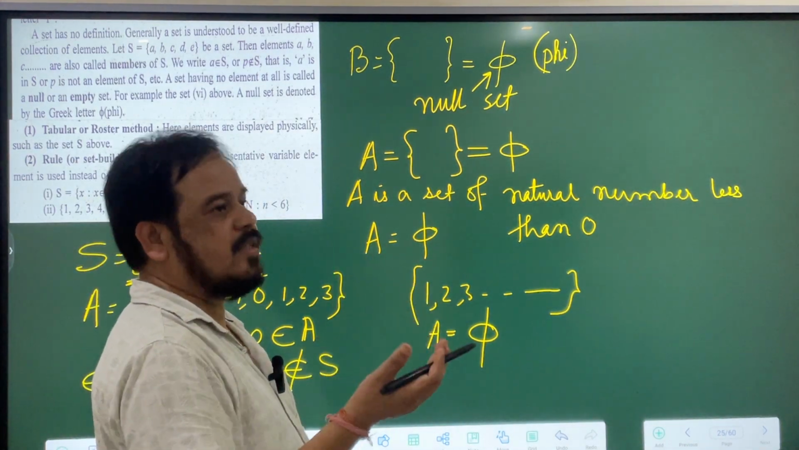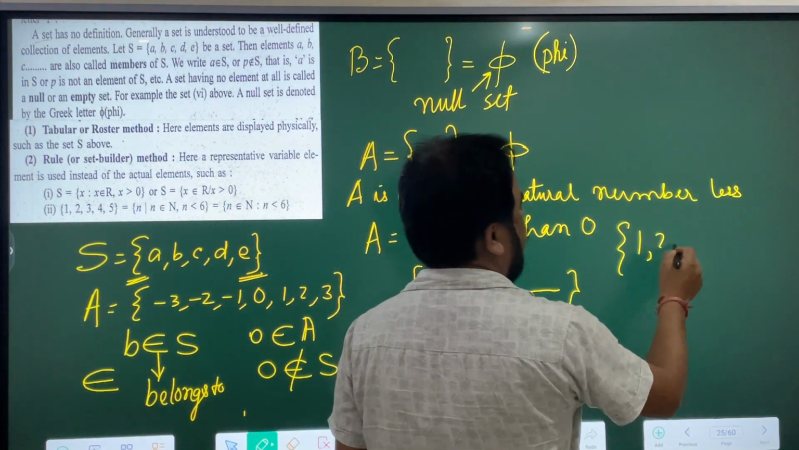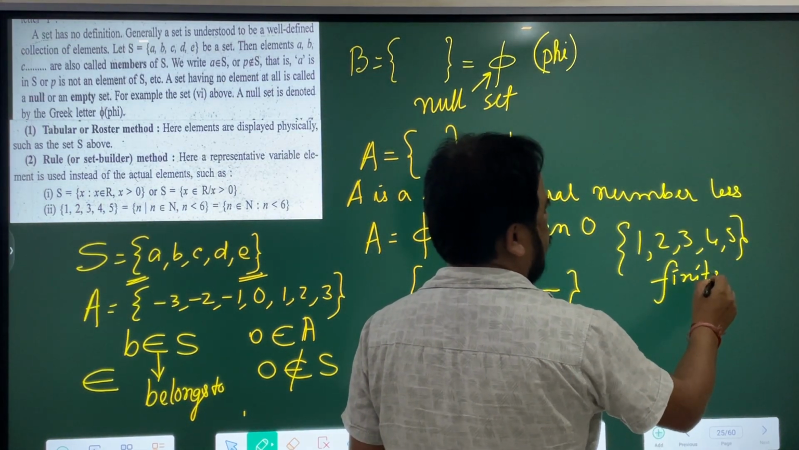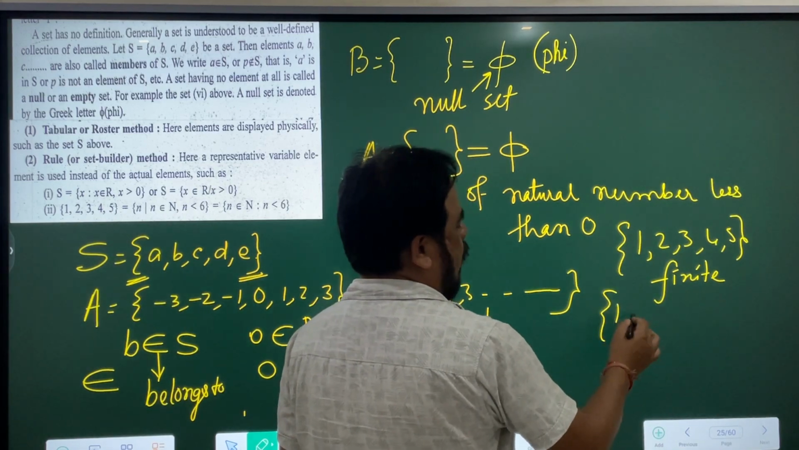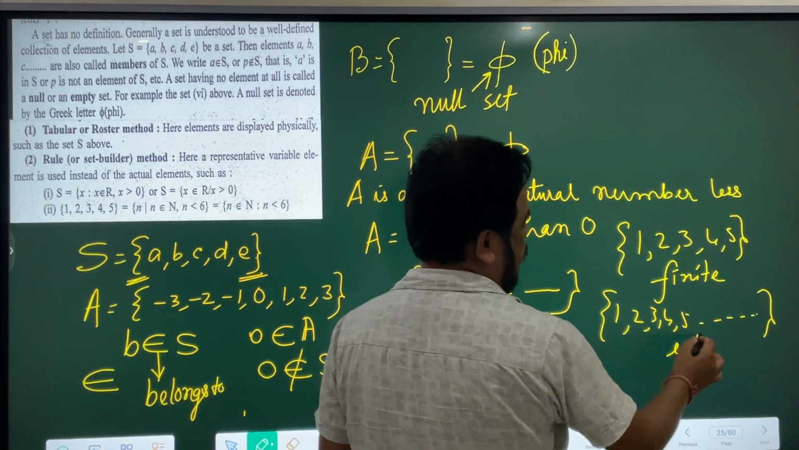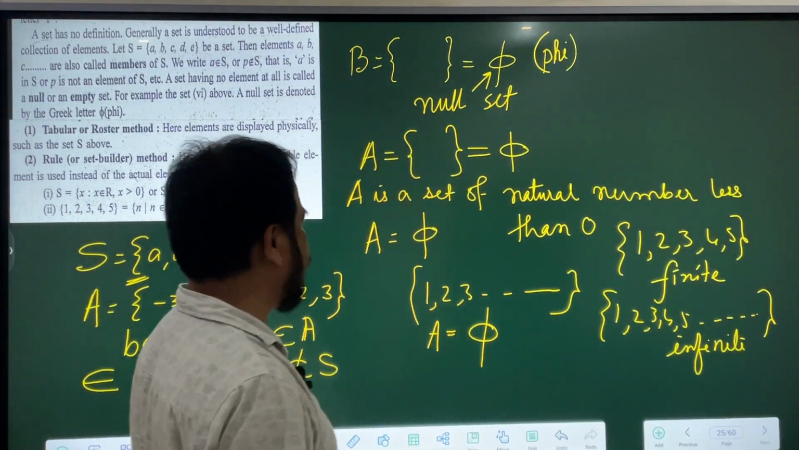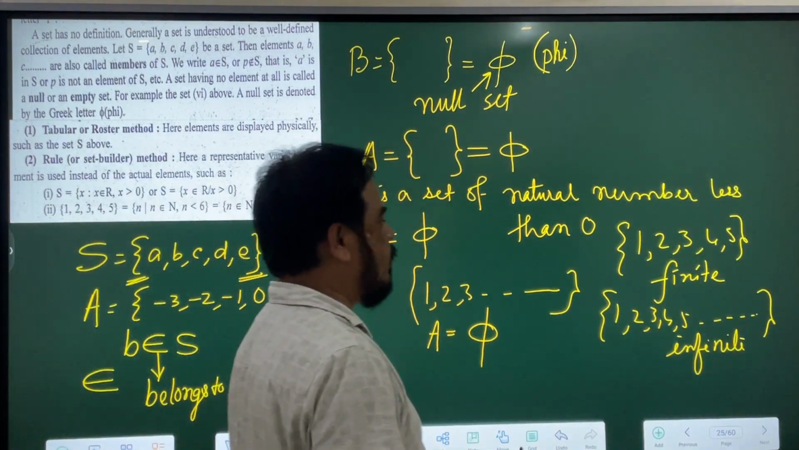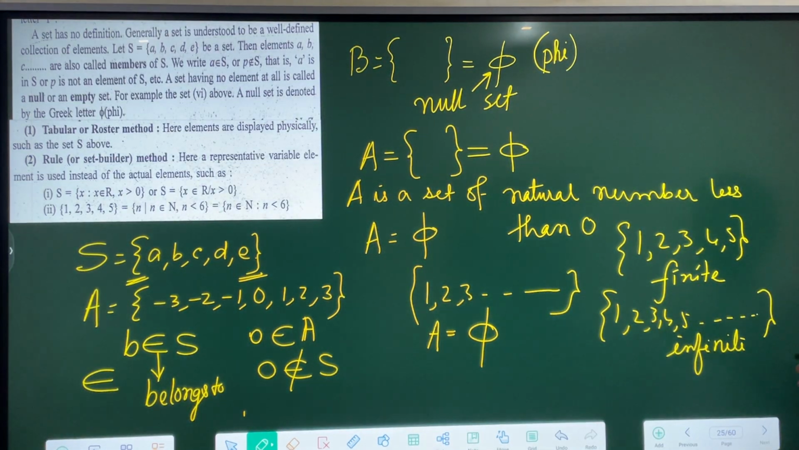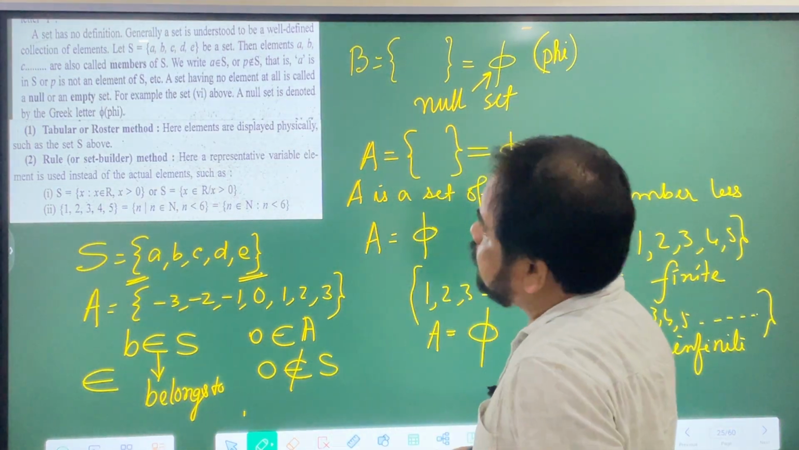Finite set, infinite set, that you know, I hope. Suppose this is a set. Here I have written 1, 2, 3, 4, 5. This is a finite set because there is an ending. If I write 1, 2, 3, 4, 5 and so on, with no ending, so it is an infinite set. That is very simple, common sense. You don't have to learn so much about that. If there is an ending, it is a finite set. If there is no ending, it is going on and on, so that is an infinite set.